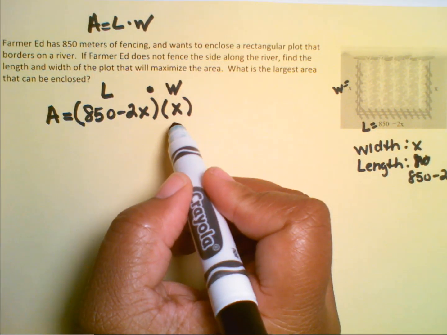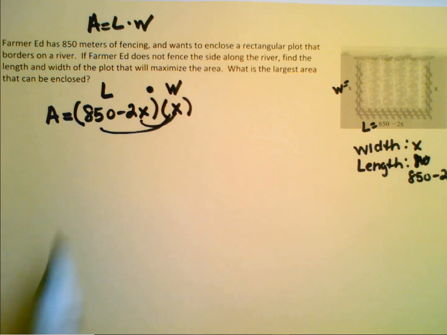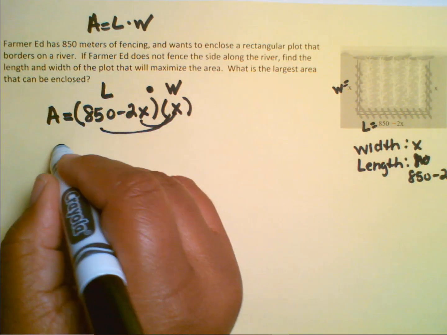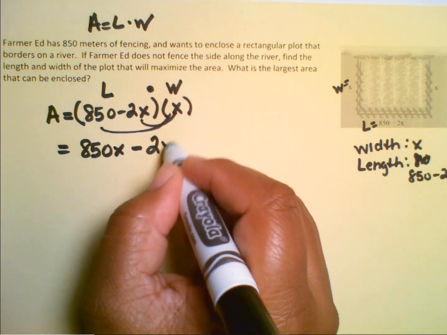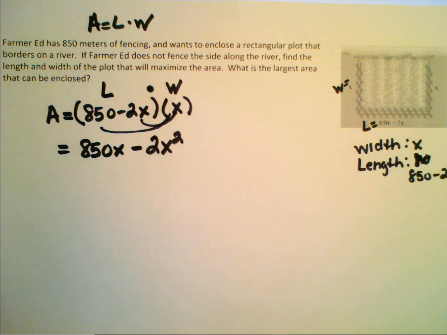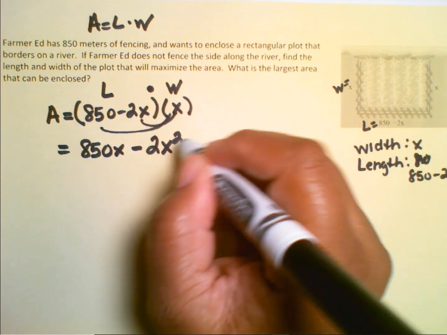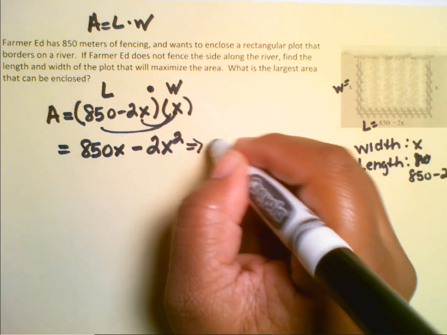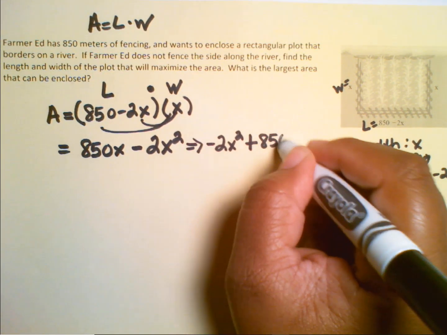What we can do here is take this x and distribute it to the 850 and to the negative 2x. So we have 850x minus 2x squared. We're going to write this in standard form, in descending order: negative 2x squared plus 850x.